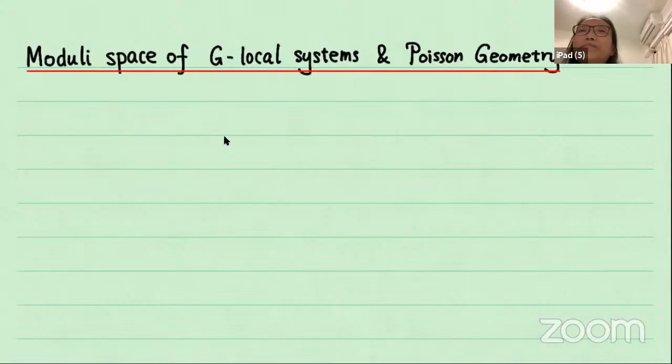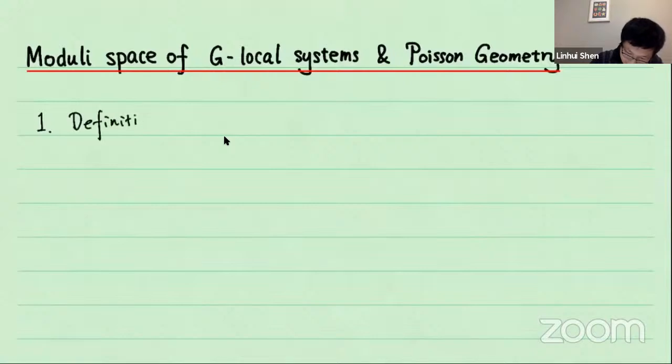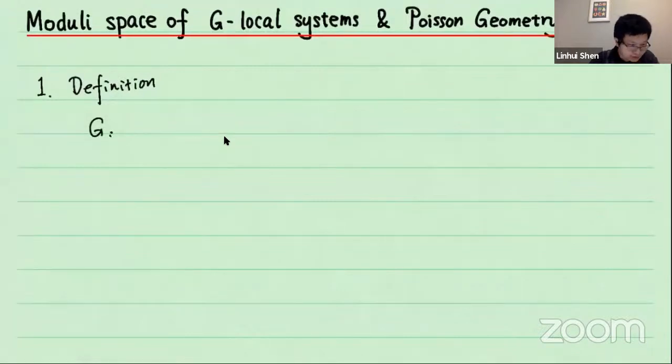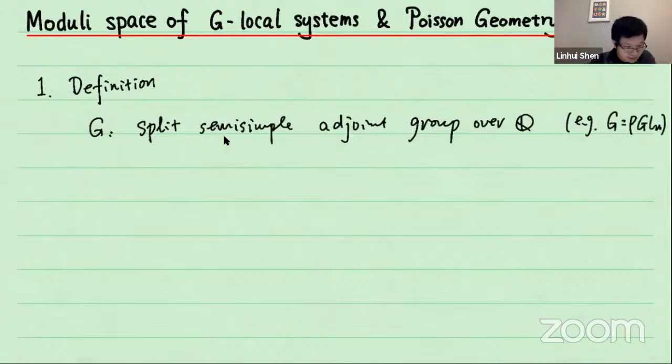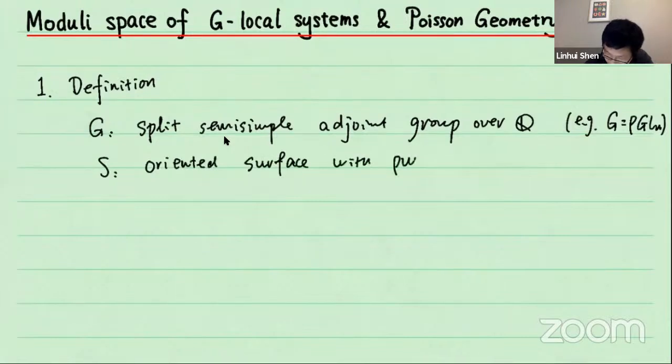So I will talk about the moduli space of G-local systems and Poisson geometry. I will start with some basic definitions. We fix G, a split, semi-simple, adjoint group over Q. For example, PGL_N is a typical example of this. And then S is an oriented topological surface with punctures and marked points.